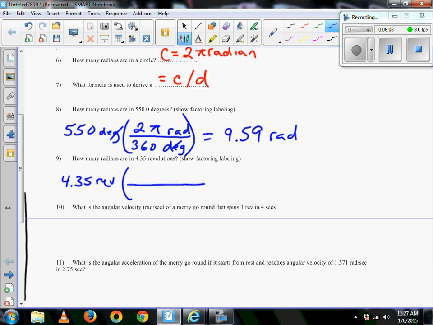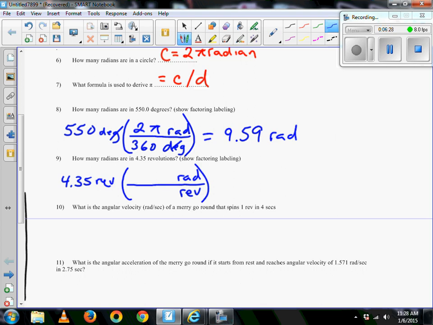Now we've got to get the revolutions to cancel out. So here we're going to put that on the bottom. Great. And we're trying to get to what answer here? For the camera? Exactly. It's radians.